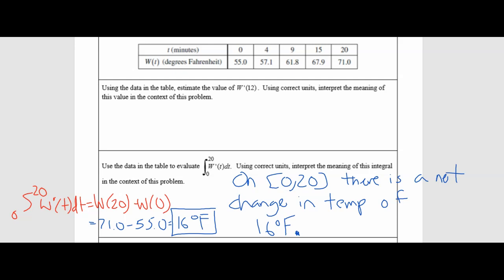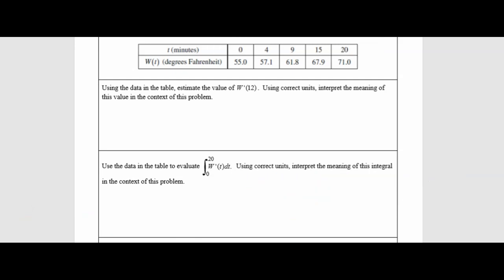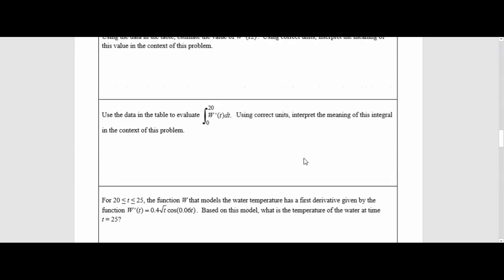Let's look at the final problem for this section. So it says for the interval 20 to 25, the function w that models the water temperature has a first derivative given by w prime of t equals 0.4 times the square root of t times cosine of 0.06 t. Based on this model, what is the temperature of the water at time t equals 25?